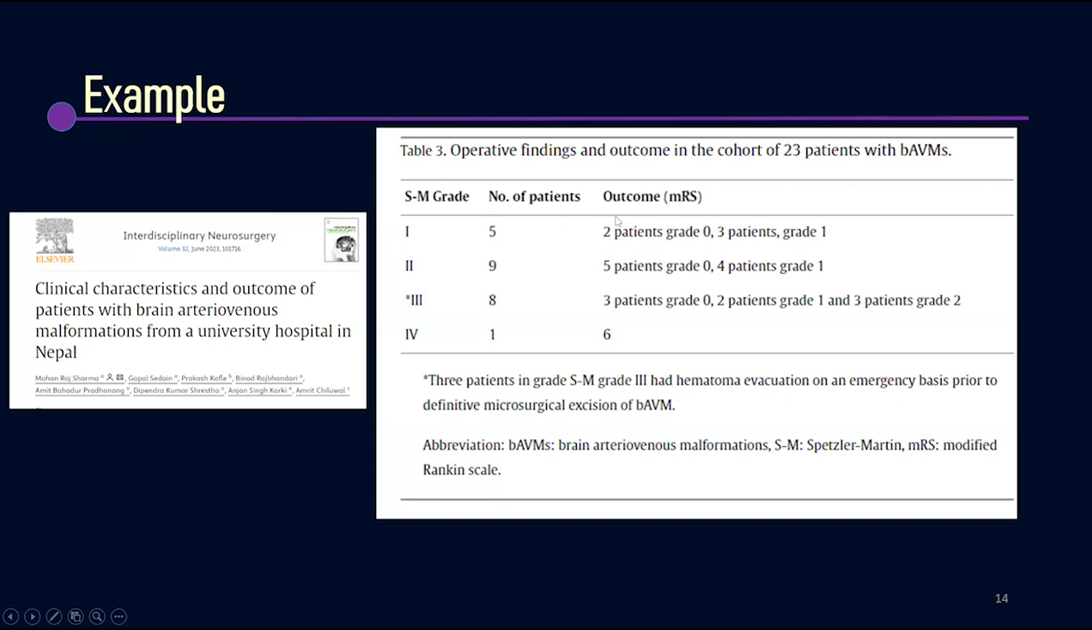There is a line that separates the title row from the rest of the rows. And there are no other lines here, no horizontal lines, no vertical lines. And there is some extra information that has to be given regarding grade 3, a special matter in grade 3. So that has been described here. These 3 patients in grade 3 had hematoma evacuation on an emergency basis, and then abbreviations are also given. BAVM is brain arteriovenous malformation, SM is Spetzler-Martin, MRS is modified Rankin score.